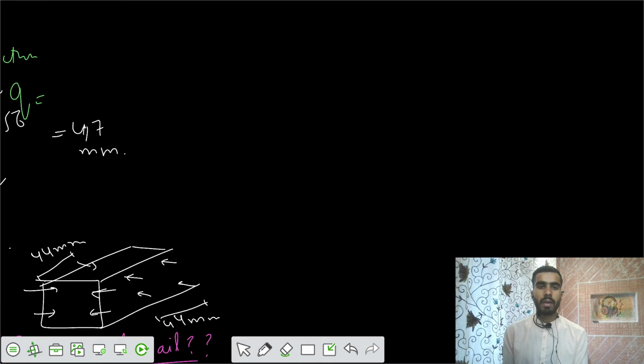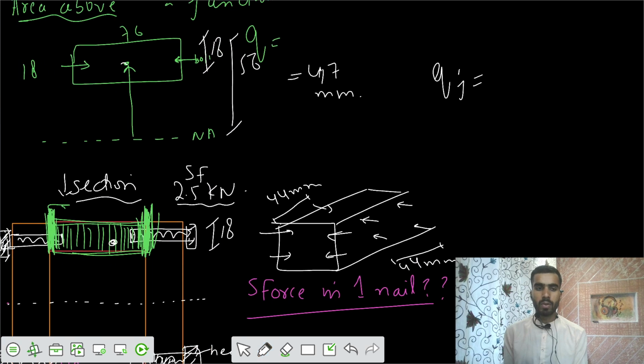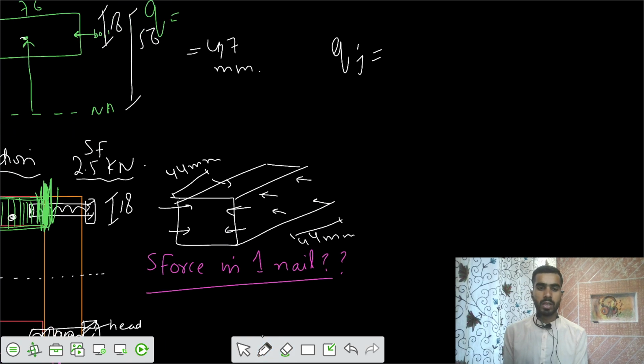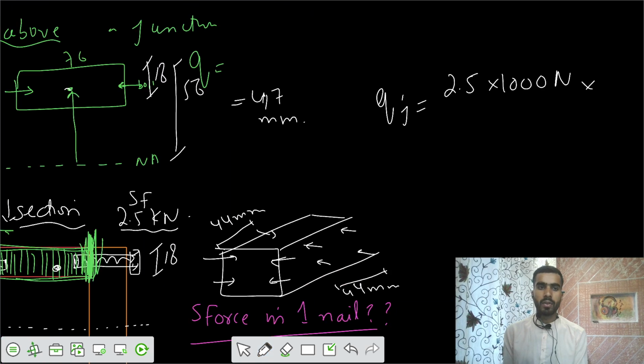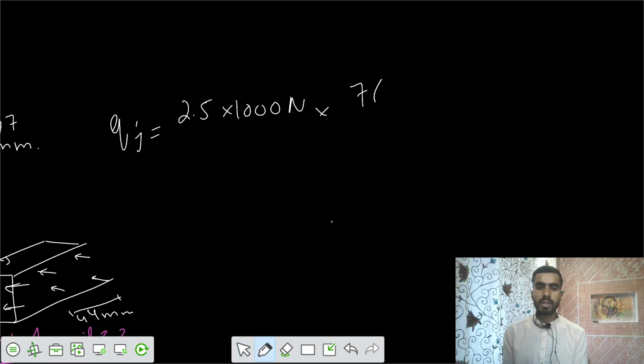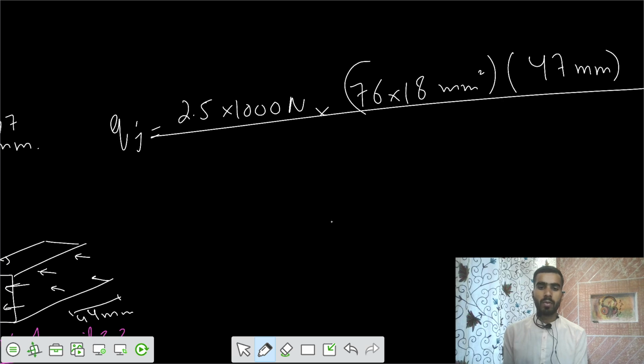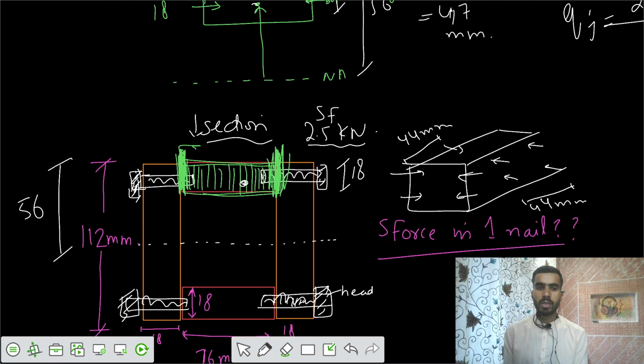So if I calculate the shear flow at that junction, that would be equal to a shear force V, equal to 2.5 kilonewton, and area into y bar, the area being 76 into 18, and the centroid is at 47 millimeter from the neutral axis, divided by the value of I about the neutral axis.